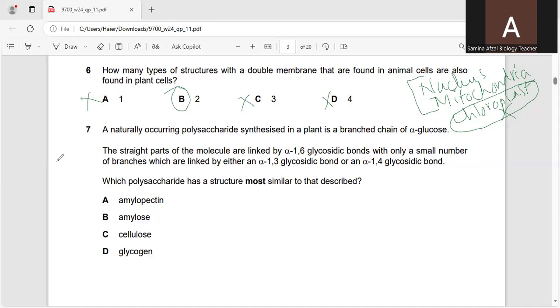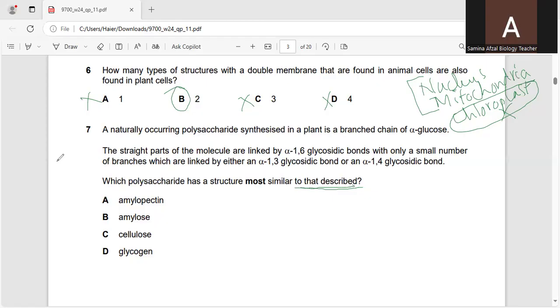So a naturally occurring polysaccharide synthesized in a plant is a branched chain of alpha glucose. The straight parts of the molecules are linked by alpha 1,6 glycosidic bonds with only a small number of branches, which are linked by either alpha 1,3 glycosidic bonds or alpha 1,4 glycosidic bonds. Which polysaccharide has a structure more similar to that described?